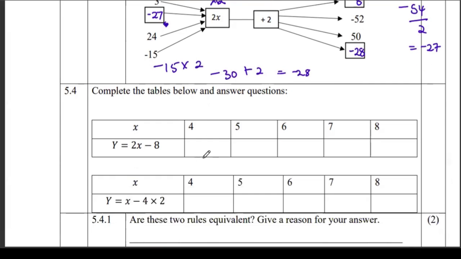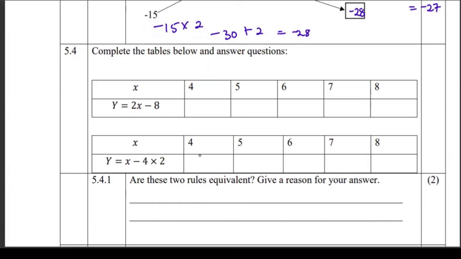Okay, 5.4. They want us to complete the tables using these rules. So we just substitute where there is x, we put these numbers. For the first one, it's going to be 2 times 4 minus 8. So 2 times 4 is 8. 8 minus 8 is a 0. Then if it's a 5, it's going to be 2 times 5 minus 8. 2 times 5 is a 10, minus 8 is a 2. But you can see that these numbers are continuous. Even the pattern must also be continuous. If you try 6, 2 times 6 is a 12. 12 minus 8 is a 4. So this should be a 6. That should be 8.